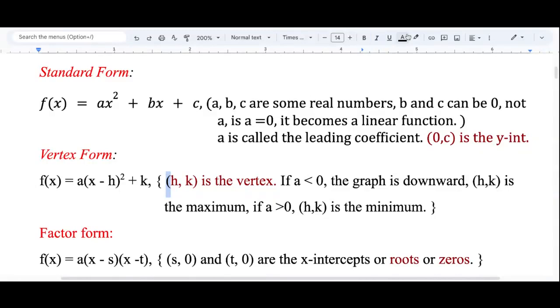If we can write in this form, h comma k is a vertex. For the vertex, we have two kinds, depending on A. If A is positive, we get an upward parabola, and the vertex is a minimum. If A is negative, we get a downward parabola, and the vertex is a maximum.